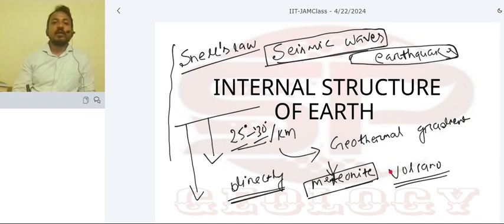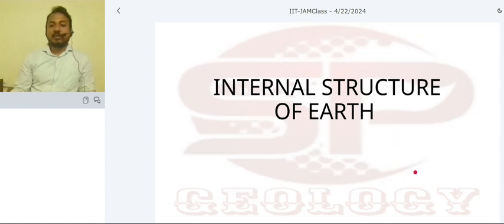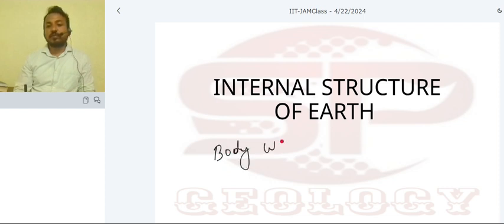So let us first see what the different types of seismic waves are. Seismic waves can be classified into two types. One is called body wave. Another is called surface wave.